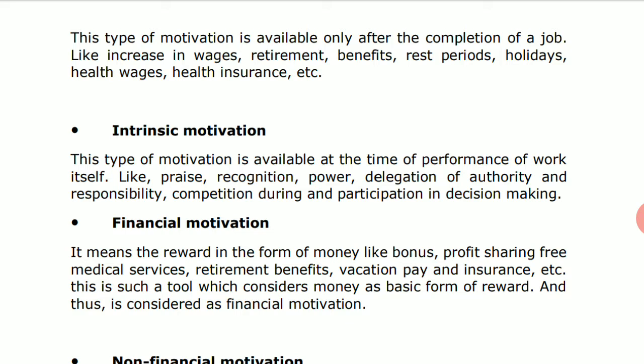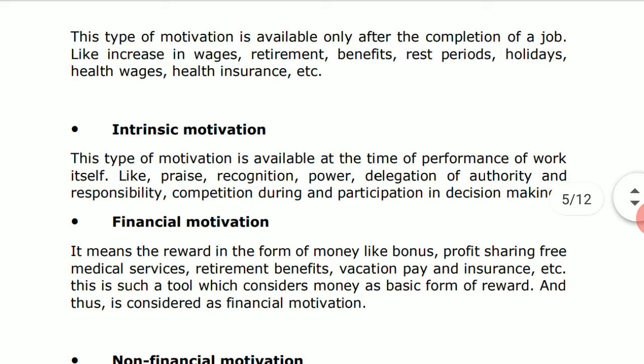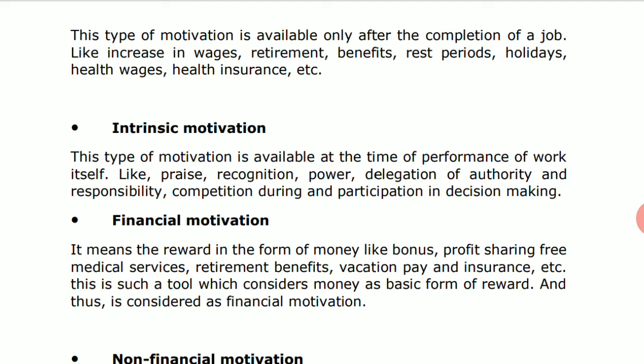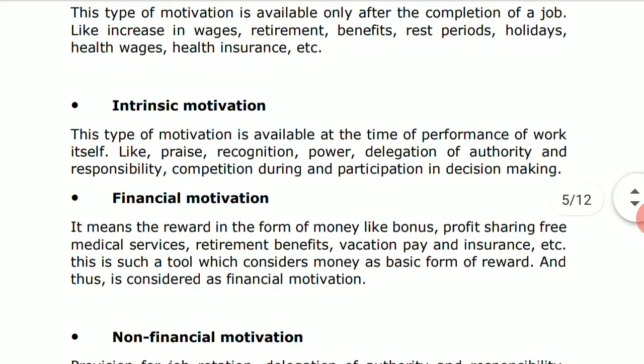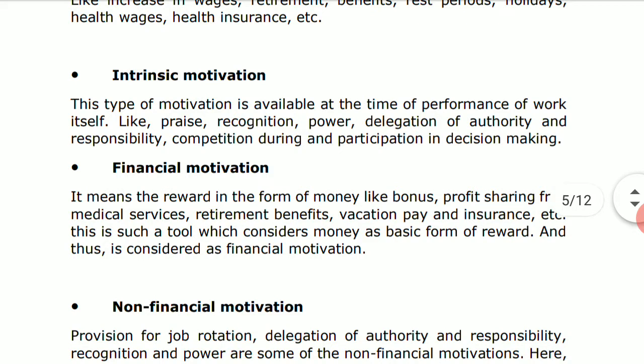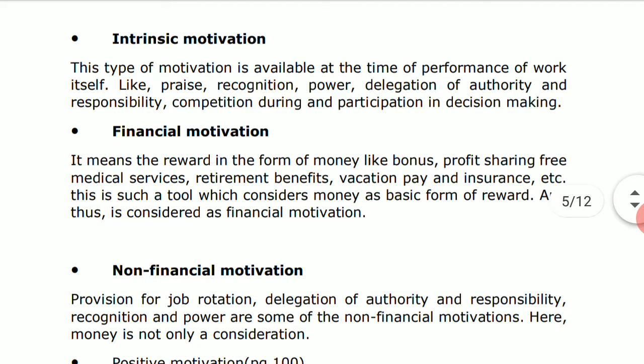Then again, retirement benefits. તો અમુક વર્ષોની તમે સર્વિસ આપેલી છે પછી જ રિટાયરમેન્ટ બેનિફિટ્સ મળે. રેસ્ટ પીરિયડ્સ, હોલિડેઝ, હેલ્થ વેજીસ, હેલ્થ ઇન્સ્યોરન્સ, they are all such kind of motivation that can be given only after the completion of the job. So that is what is considered to be extrinsic motivation, right? We move to the next, that is intrinsic.